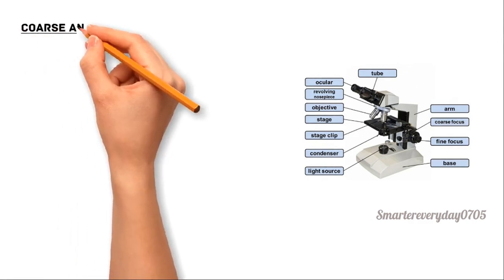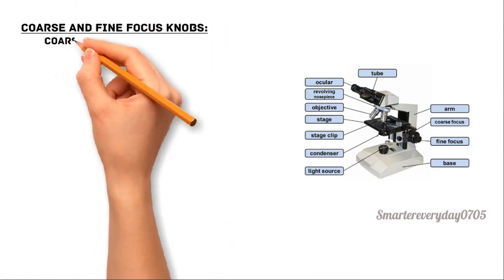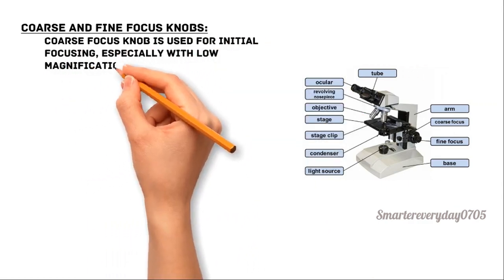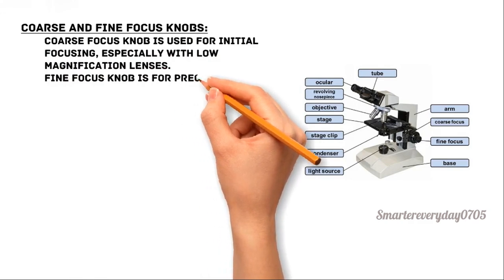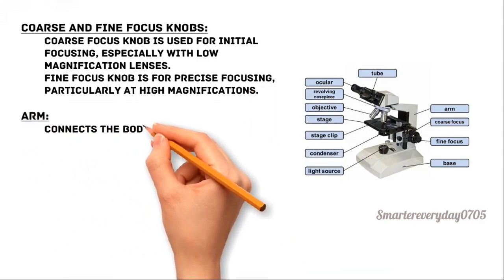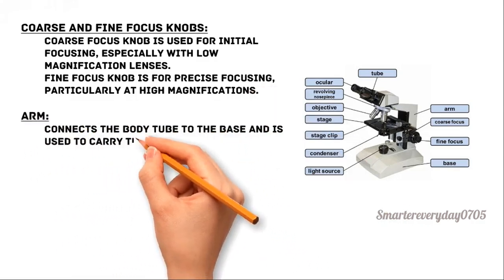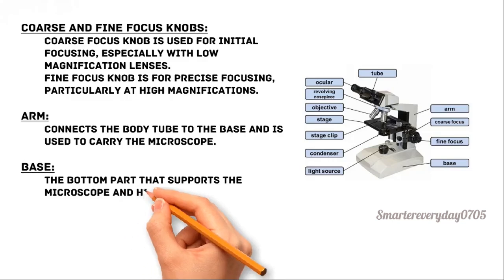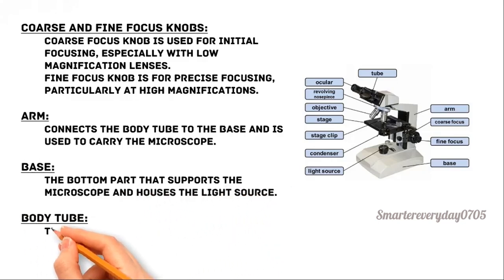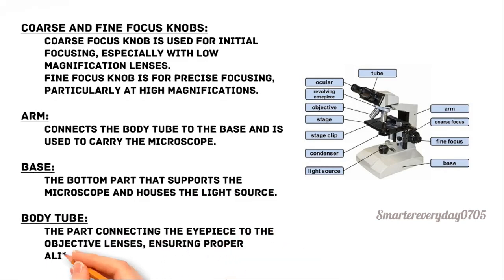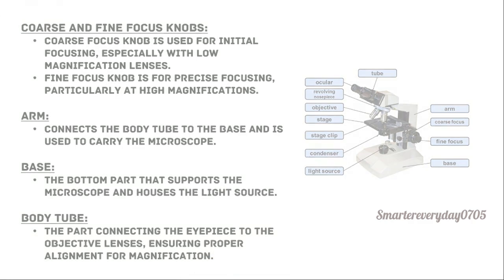Coarse and fine focus knobs. Coarse focus knob is used for initial focusing, especially with low magnification lenses. Fine focus knob is for precise focusing, particularly at high magnifications. Arm: connects the body tube to the base and is used to carry the microscope. Base: the bottom part that supports the microscope and houses the light source. Body tube: the part connecting the eyepiece to the objective lenses, ensuring proper alignment for magnification.